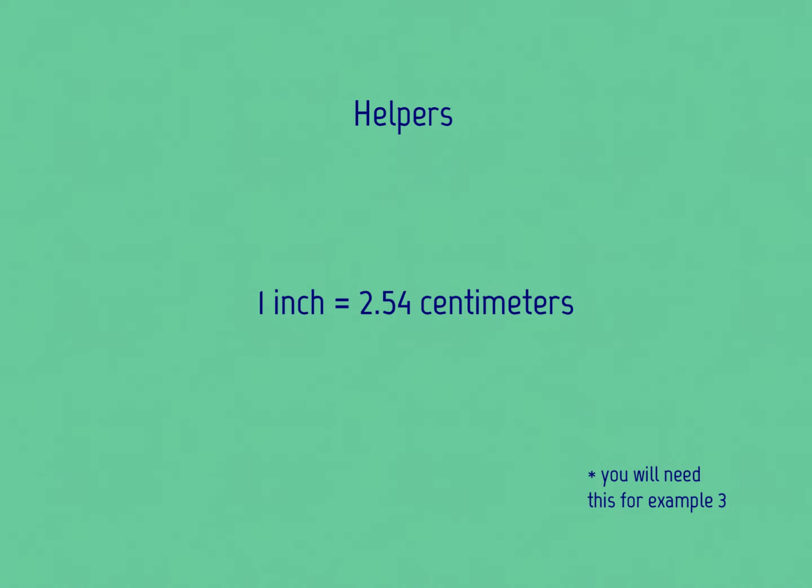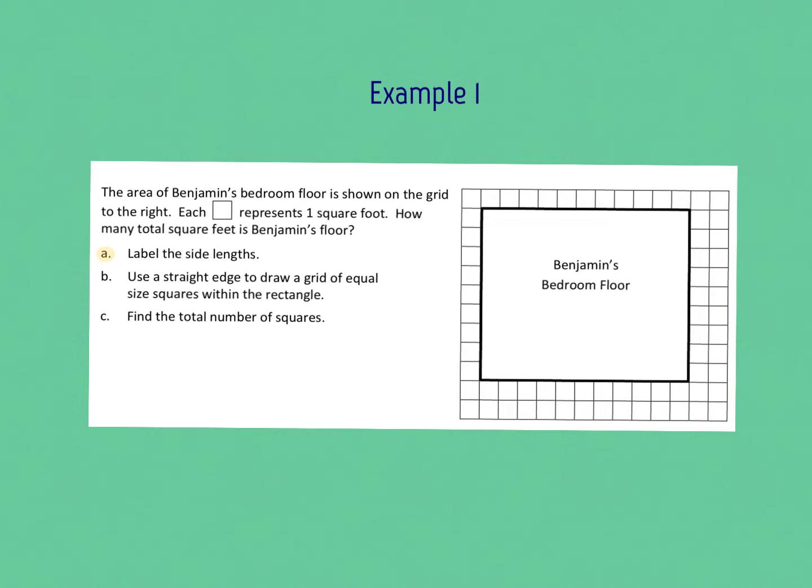One helper we will need is that 1 inch is equal to 2.54 centimeters. You'll need this for example 3. For our first example, we see the area of Benjamin's bedroom floor is shown on the grid to the right. So this is Benjamin's bedroom floor. Each block or square represents 1 square foot. How many total square feet is Benjamin's floor?